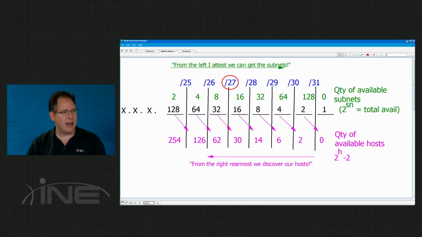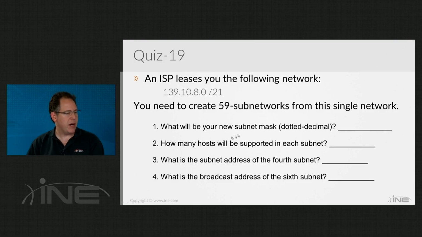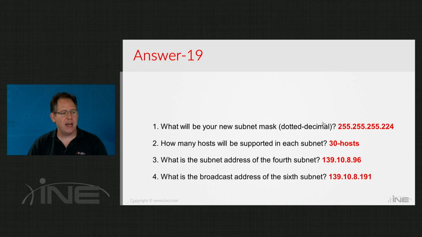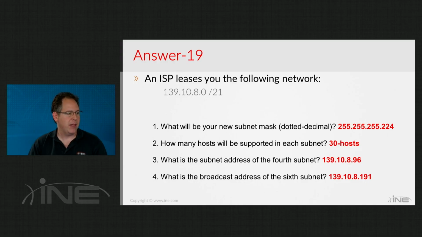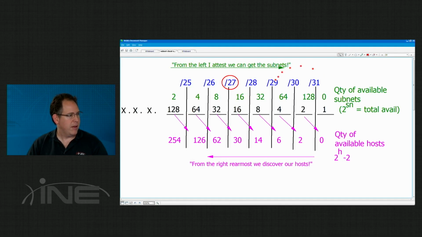So based on that, what will be our new subnet mask? 255.255.255.224. That's equivalent to a /27. How many hosts will be supported in each subnet? Well, take a look at this. Go down to the bottom right. 30 hosts. That's the number just to the right of that line. 30 hosts.